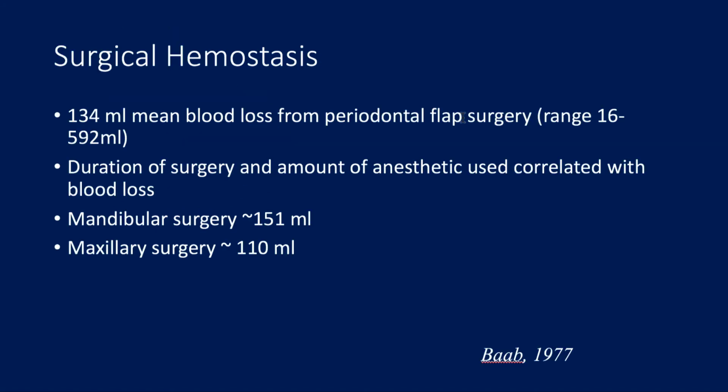Now, one study that looked at the amount of blood loss that occurs following periodontal flap surgery was this study by Bob in 1977. On average, 134 milliliters of blood was lost from periodontal flap surgery, but you can see there was a huge range. Duration of the surgery and the amount of anesthetic that was used correlated with blood loss, with more blood loss seen in mandibular procedures than in maxillary procedures.